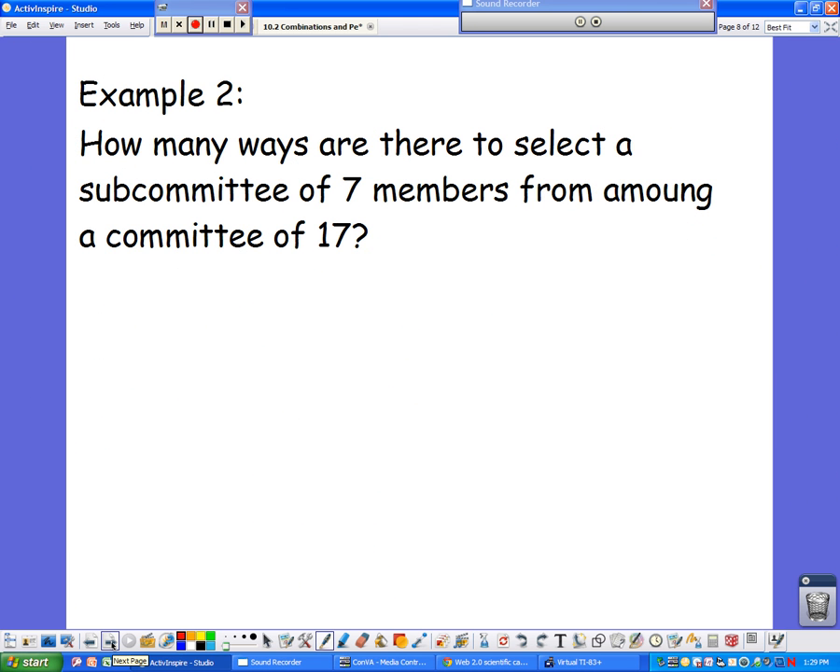Make our little cheat sheet, permutations or combinations. How many ways are there to select a subcommittee of 7 members from among a committee of 17? So you have to think about this. Am I putting them in specific positions, or do I want the group as a whole? There are always keywords that you need to look at, and this one is subcommittee. That automatically tells me that I'm creating a group of people. So when I'm creating a group, I want a combination, because the order isn't important.